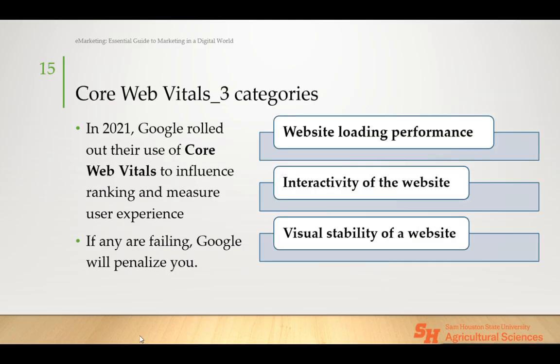In 2021, Google rolled out their use of core web vitals to influence ranking and measure the user experience. Remember that if any of these are failing, Google will penalize you. This includes website loading performance, interactivity of the website, and visual stability of the website.